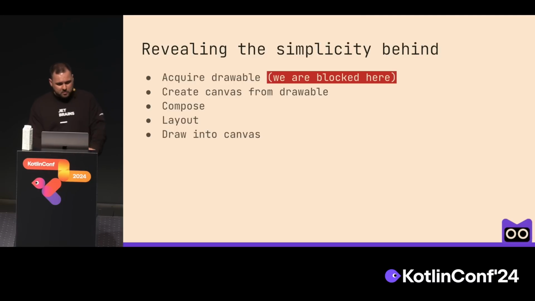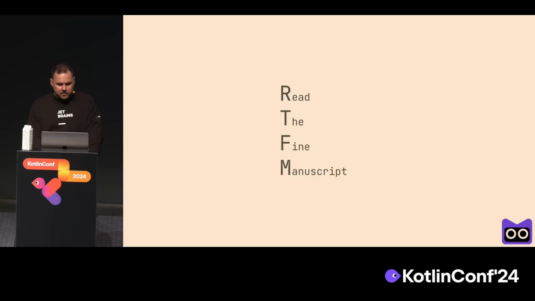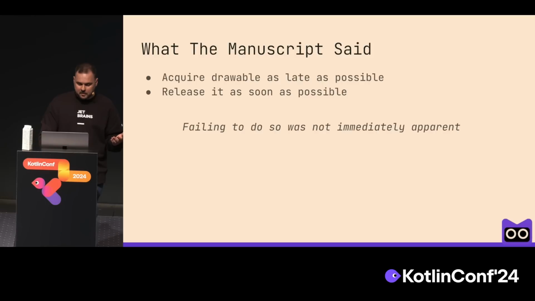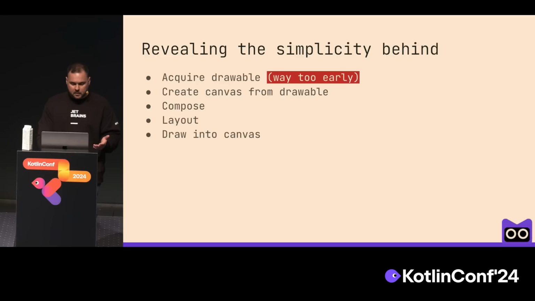But there are actually principles to follow apart from don't repeat yourself. One is called RTFM, like read the fine manual. What the manual said was this: acquire the drawable as late as possible, release it as soon as possible. We failed to do so, and it was not immediately apparent because of how complicated the rendering code was. If you look at these operations, you can clearly see that we acquired the drawable way too early.